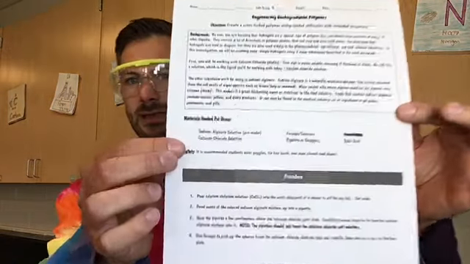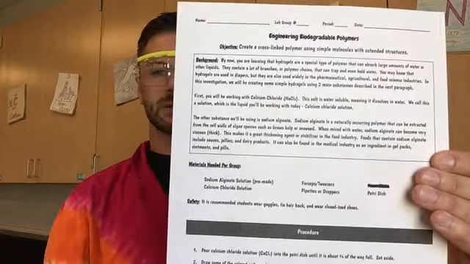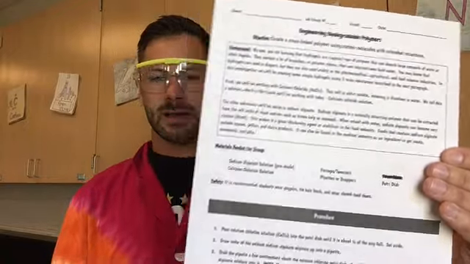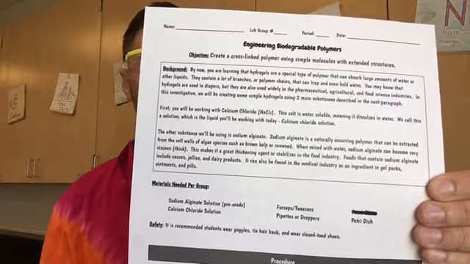Before you get started, you're going to want to make sure that you have or print off the lab. It looks like this, and like I said, it's called Engineering Biodegradable Polymers. It's in my Google Classroom and you can print it there. I also recommend you read through the intro and the background of the lab before getting started so that you know what you're going to do.